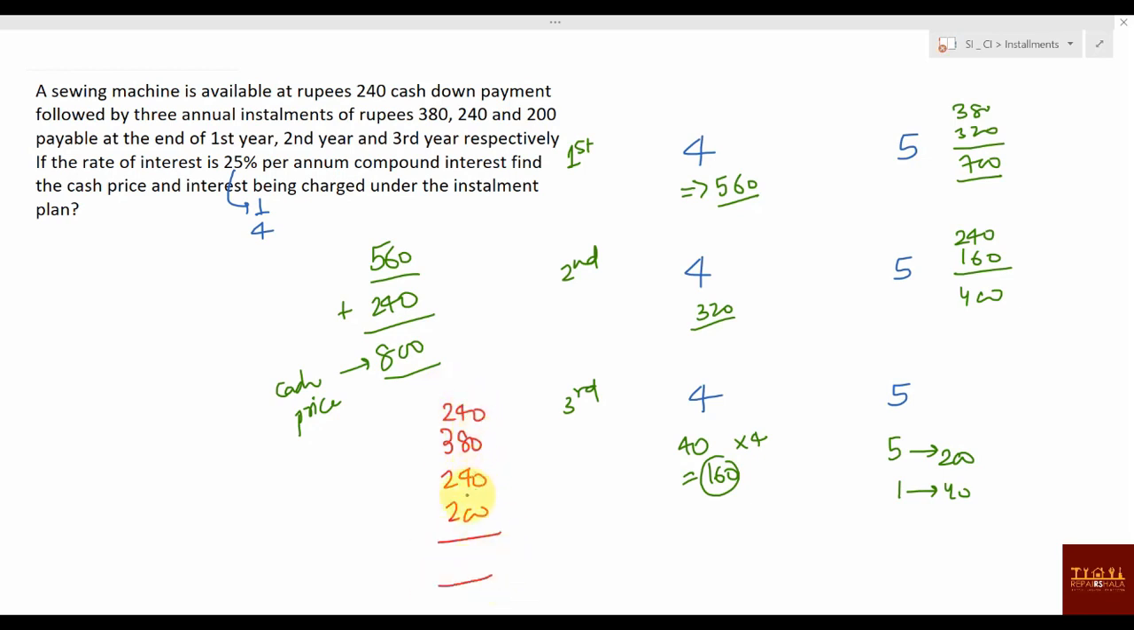So you can say this one is 840 and this is 160. So 1060. Correct? You have paid this much amount. So how much extra you have paid? 260 rupees. So cash price is this one and interest is this. Now this thing is clear, right?